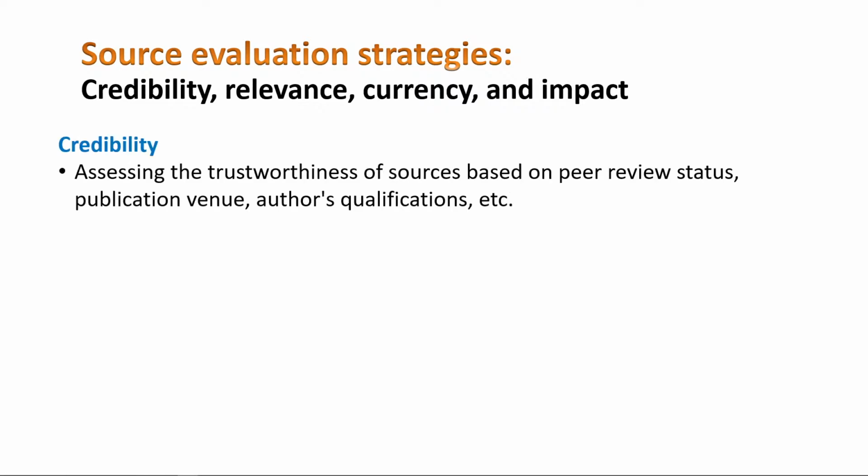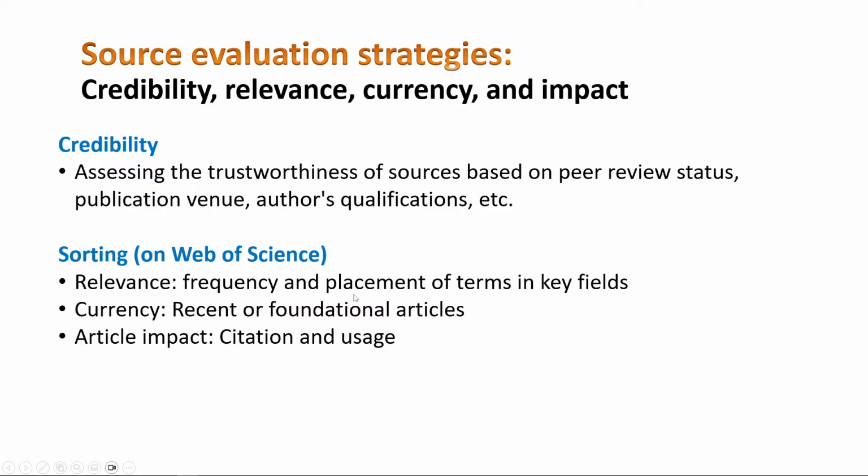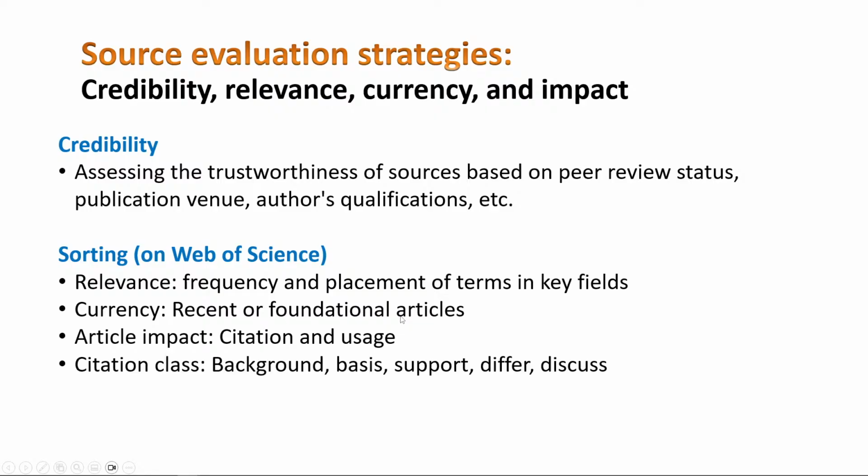Source credibility, we talked about source credibility, like peer review status, the publication venue, and the author qualification. So that's how to check the credibility. Sorting, we looked at sorting: we can sort by relevance, we can sort by recent articles versus highly cited articles.